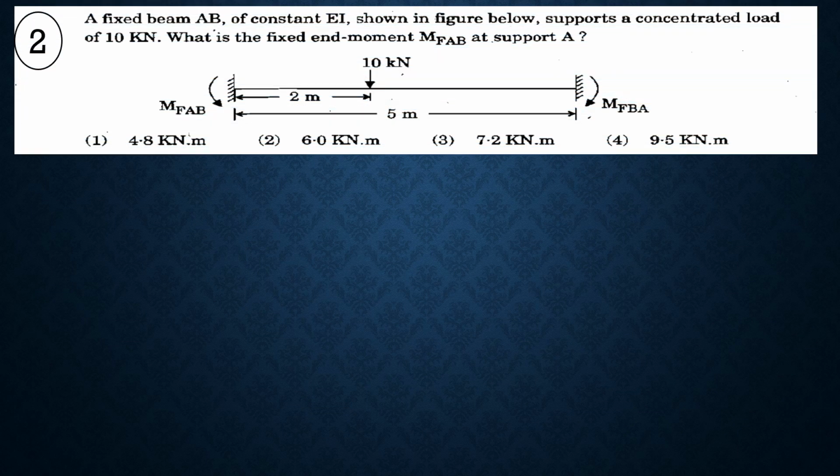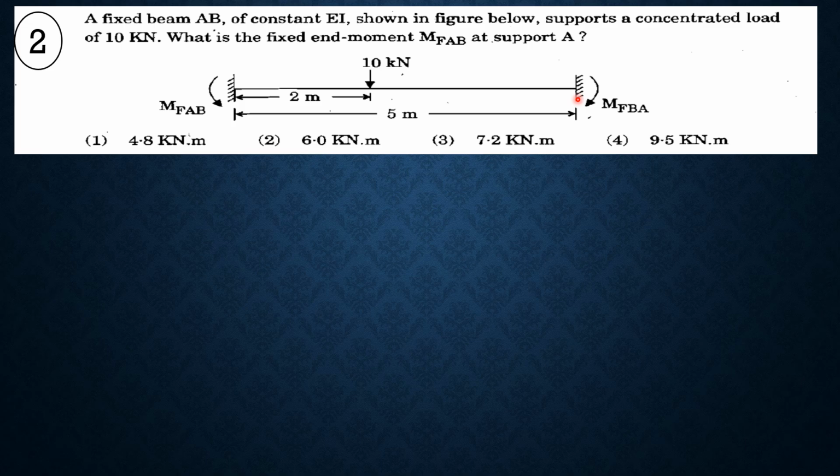Then the second question. A fixed beam AB of constant EI shown in the figure below supports a concentrated load of 10 kN. What is the fixed end moment MFAB at support A? Here a fixed beam is given with a 5 meter span and a 10 kN load which is eccentrically applied on this beam. The distance from the support to the load is 2 meter, so the remaining distance up to the other fixed support is 3 meter.